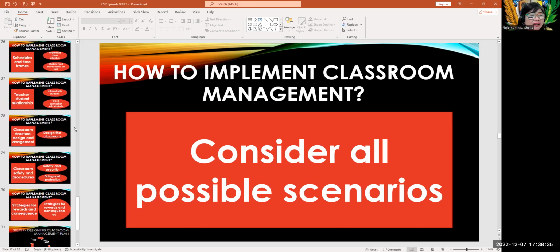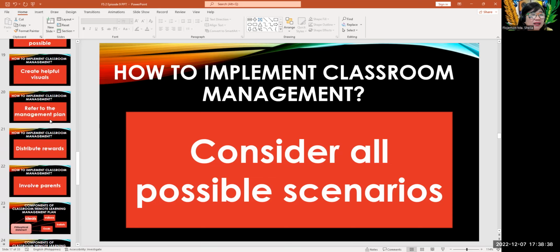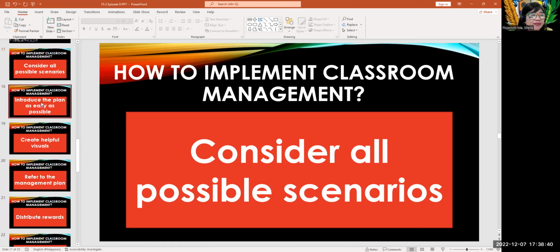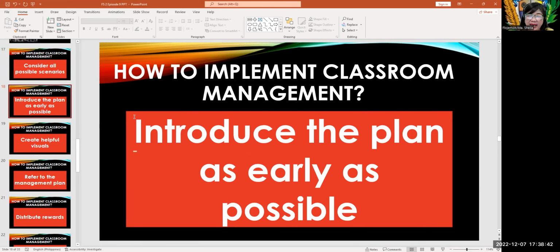Next, introduce the plan as early as possible. This will also prevent the formation of bad habits or any issues with consistent discipline. It is better if your penalties or rewards remain consistent throughout the year, rather than including alterations after you introduce management.